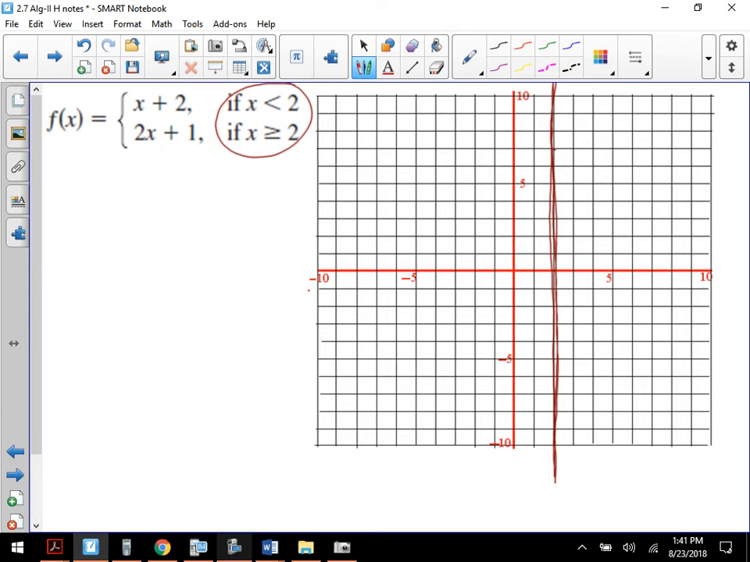When I have f of x equals x plus 2, where do I start that graph? At positive 2, and what's my slope? 1. So I start my graph at 2, and just walk my slope.